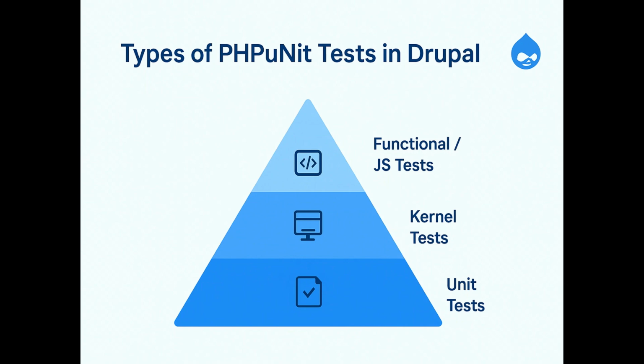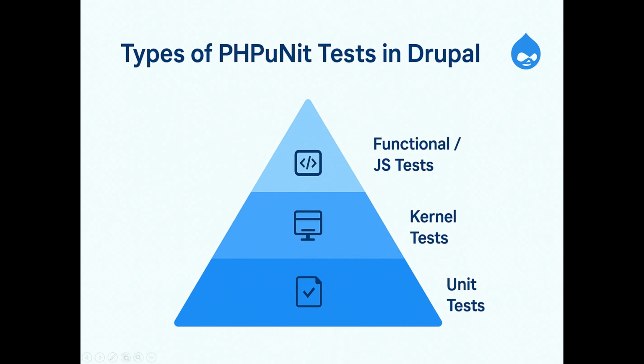And finally, at the top of the pyramid, we have functional and JavaScript tests. These are the heaviest and the slowest because they load the full Drupal site and, in the case of JS tests, even launch a headless browser. They simulate real user actions like filling forms, clicking buttons and navigating pages.